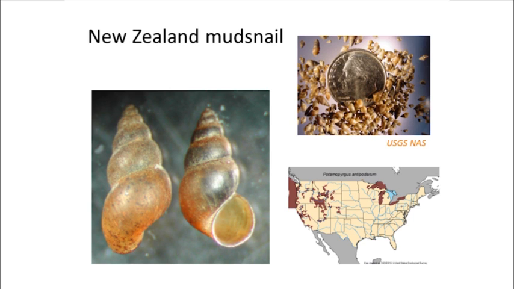And then another species to be on the lookout for is the New Zealand mudsnail. This is very, very tiny, 4 to 6 millimeters, but they are very prolific. They can get up to 300,000 individuals per square meter. So a lot of individuals. The ecological impacts are actually unknown. There hasn't been that much studying of them.